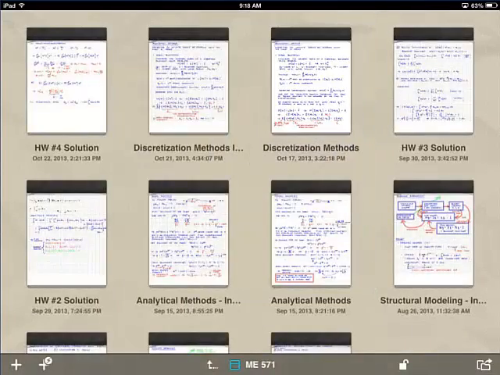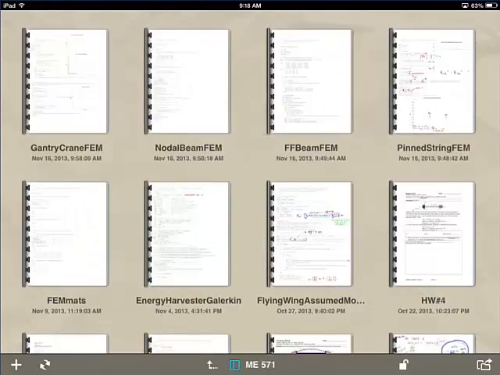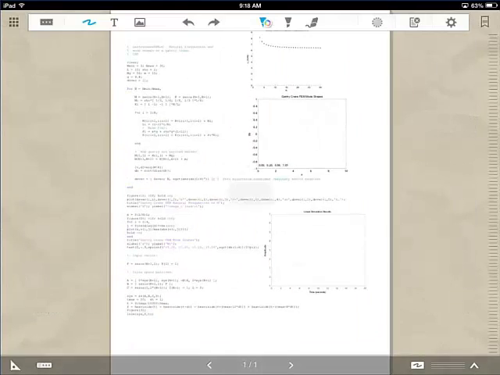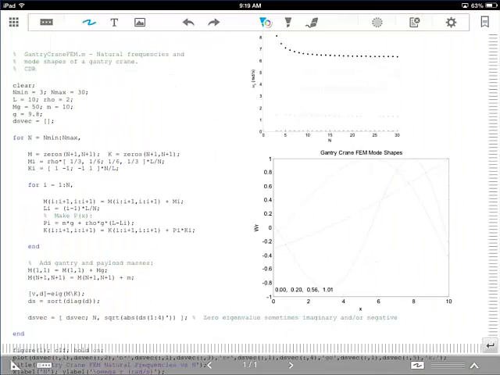All right, so let's go back to MATLAB and the gantry crane finite element code here. With the gantry crane code, it looks very similar up front. We need to have a few more parameters in there. We're again going to plot the eigenvalues versus the order, the number of elements.